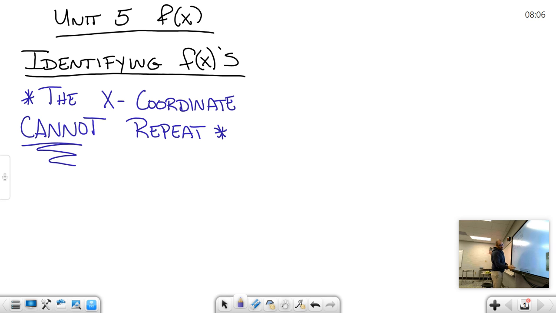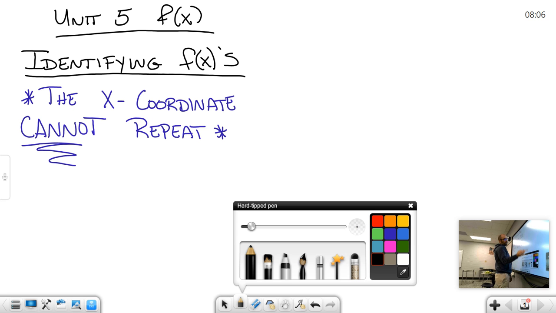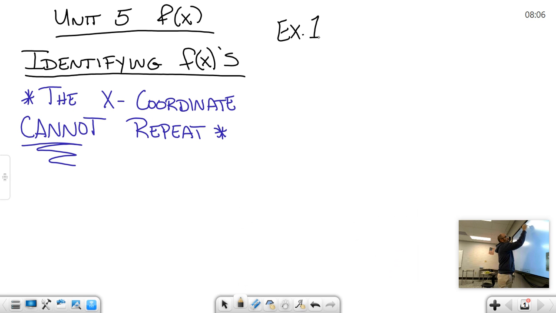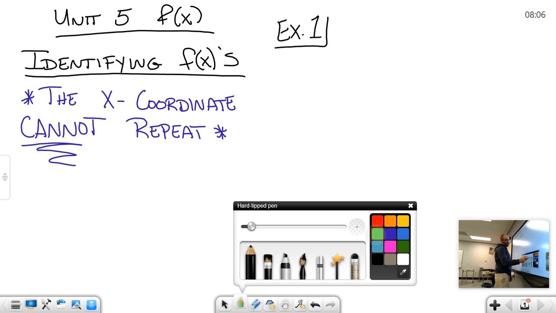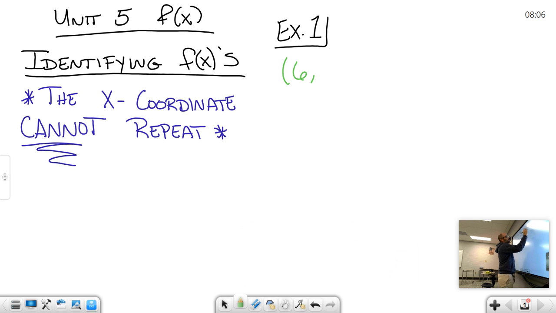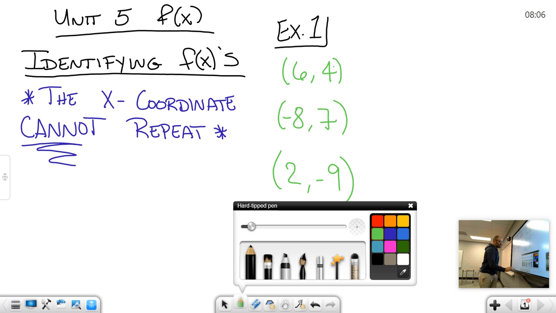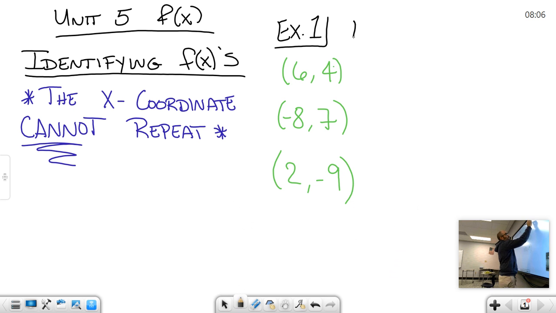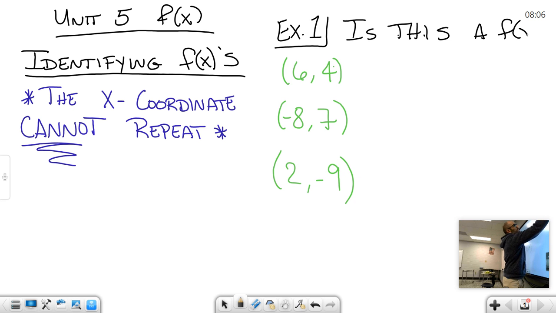So I'm going to list out some coordinate points here. So let's say I have, this would be our example 1. All right, we're going to list some points here. Let's say I have 6, 4, negative 8, 7, 2, negative 9. And your question might say something like this. It might say, is this a function? Question mark. Okay. So is this a function?